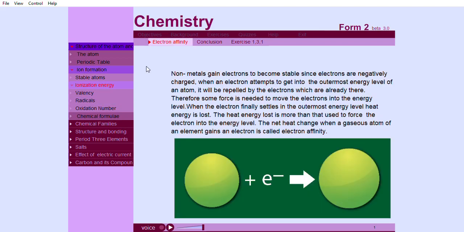Non-metals gain electrons to become stable since electrons are negatively charged. When an electron attempts to get into the outermost energy level of an atom, it will be repelled by the electrons which are already there. Therefore, some force is needed to move the electrons into the energy level. When the electron finally settles in the outermost energy level, heat energy is lost. The heat energy lost is more than that used to force the electron into the energy level. The net heat change when a gaseous atom of an element gains an electron is called electron affinity.